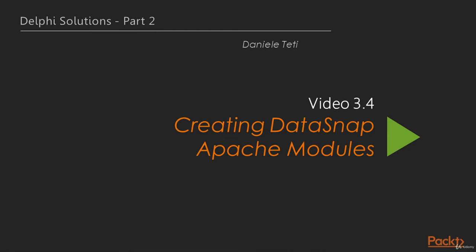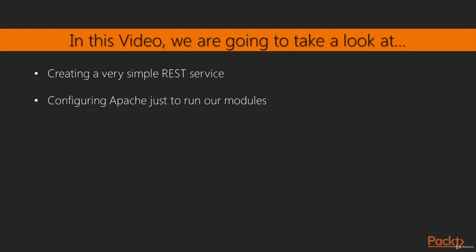Welcome to the next video, Creating DataSnap Apache Modules. In the previous video, we've learned how to use app tethering to create a companion app. In this video, we'll create a very simple REST service with only one method returning a list of people.